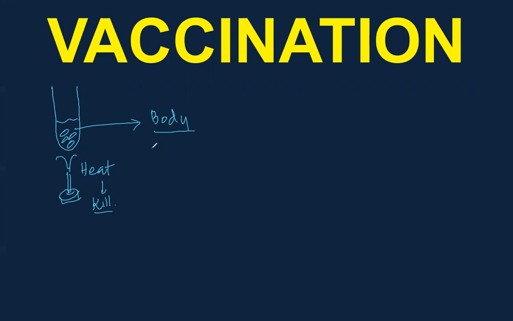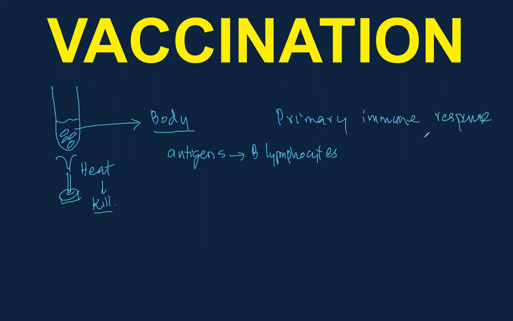So the body will detect the presence of antigens of bacteria. Antigens are detected by B lymphocytes, isn't it? So that will trigger primary immune response. This will cause primary immune response, right? And in primary immune response, we form antibody, we form memories.